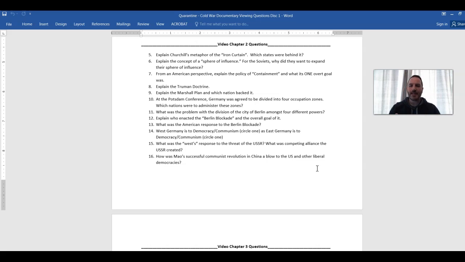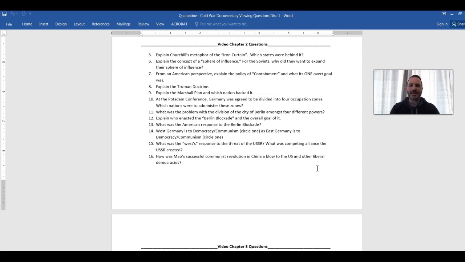Now, number 11 asks, what was the problem with the division of the city of Berlin amongst the 4 different powers? Well, the problem with Berlin is that it is smack dab in the middle of East Germany, which is the Soviet occupational zone for the nation of Germany. So you had a microcosm of liberal democratic capitalist governance in Stalin's East Germany, and Stalin wanted them out.